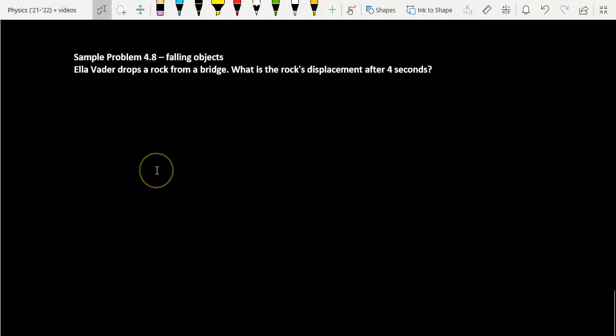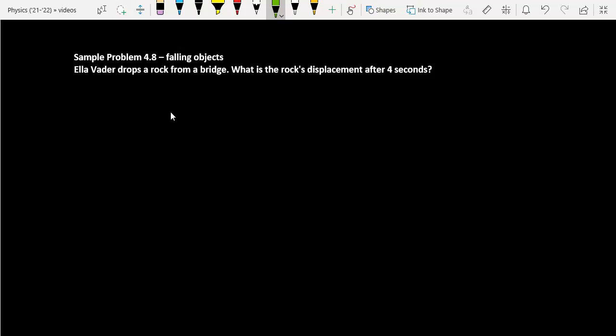A rock is dropped from a bridge. What is the rock's displacement after 4 seconds? So the rock's falling. This one takes a little bit of mental math. We haven't done this lab yet. If I'm still here, we will have done this lab. If I'm not, then you just got to take my word for it.